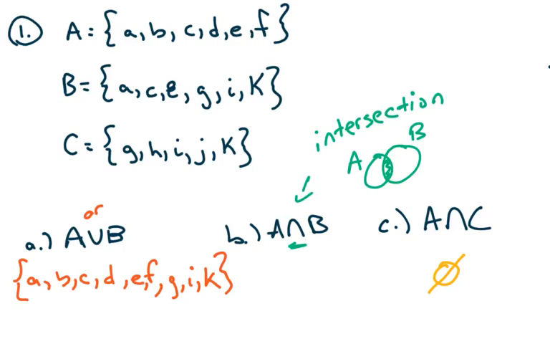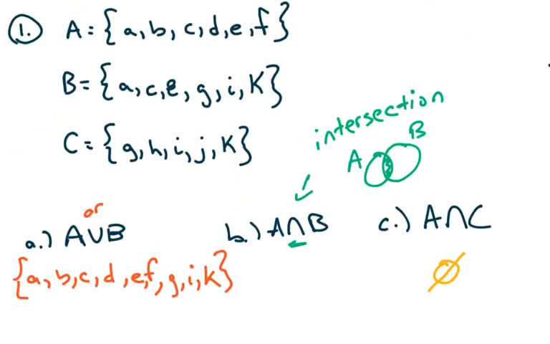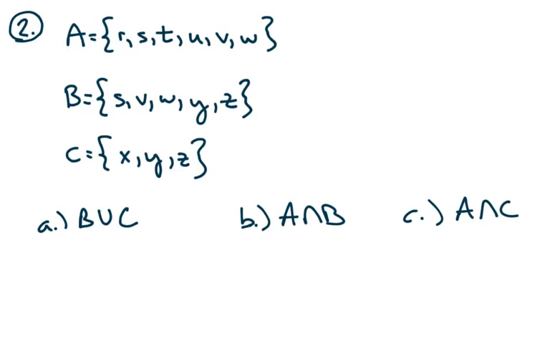So union just means it's everything. Intersection means just what they have in common. Okay. So here's the next set of problems. Pause the video now and give it a go. And I'm going to assume that you've paused the video and you've given it a go. And let's run through these real fast.